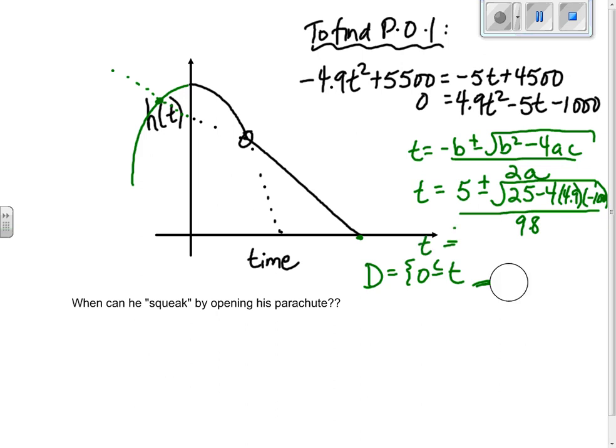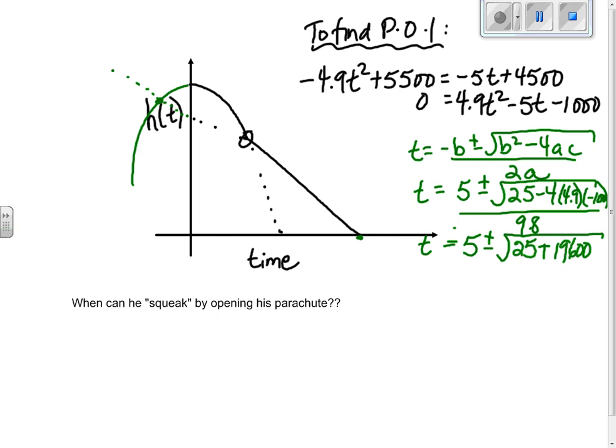I'm going to use my calculator to find 25, and a negative times a negative is a positive. 4 times 4.9 times 1,000 is 19.6 times 1,000. Should be that. I'm going to check with a calculator though. Yay, good for me. Over 9.8.